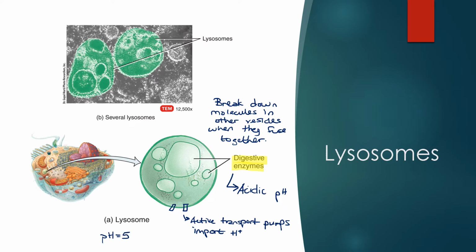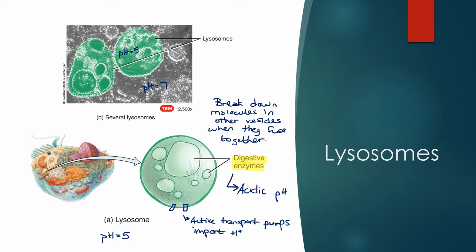So this is going to be very, very acidic. It's about 100 times more acidic than the pH of the cytosol, which is 7. So it means, like in this picture up here, we have a pH of 7, and within the lysosomes, we have a pH of 5. So very, very acidic.